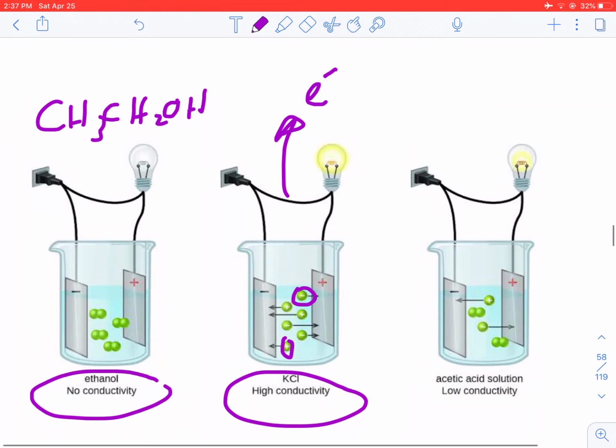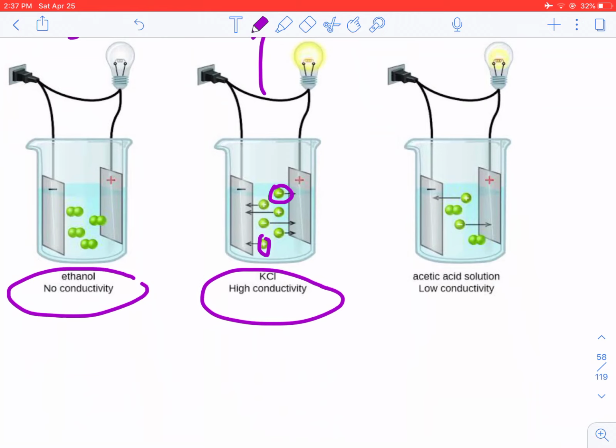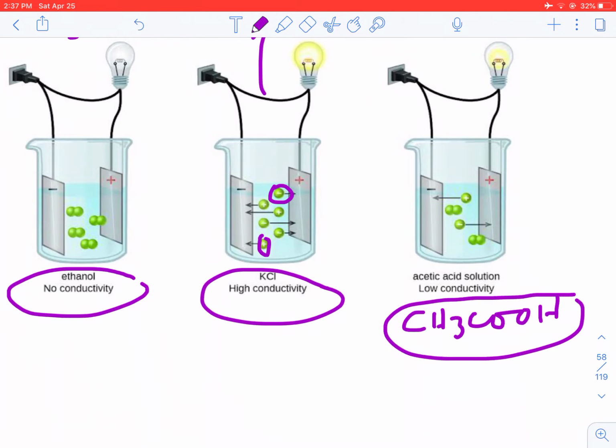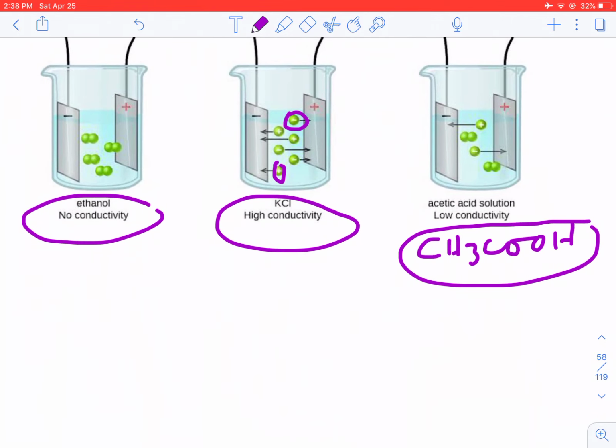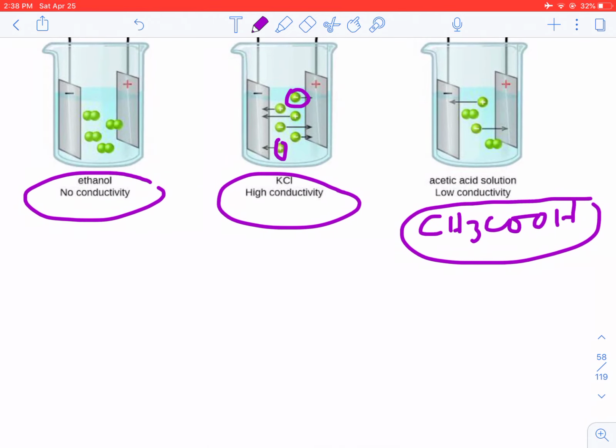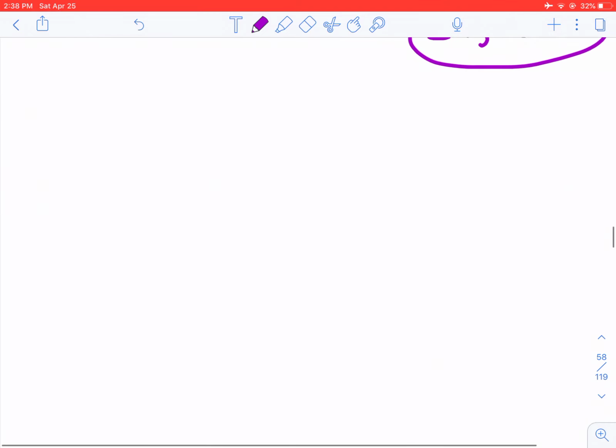Then, if we look at acetic acid, we know it's CH3COOH. That's acetic acid. So acids do conduct electricity. Although this is a molecular substance, it conducts electricity. Acids conduct electricity, and we'll talk about that a bit later. So that's vinegar, and if we put it in the cell, we find that it conducts electricity.